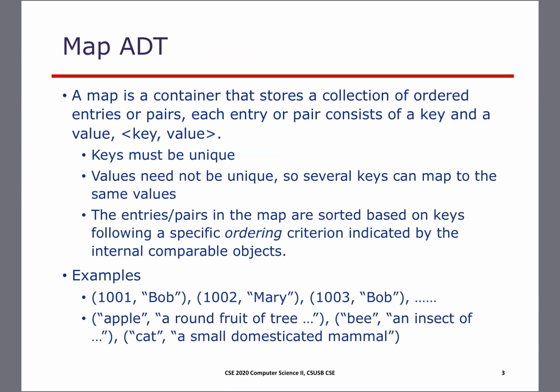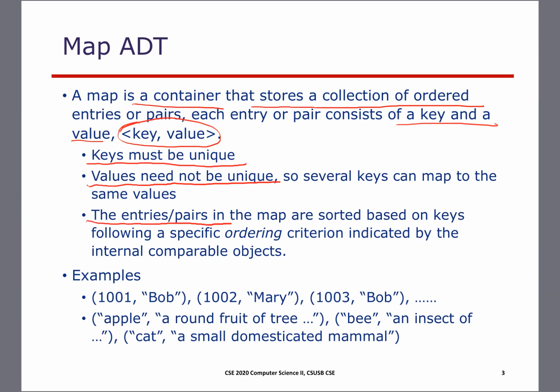Map abstract data type. A map is a container. A map stores a collection of ordered entries or pairs. Here, each entry or pair consists of a key and a value. Here, the keys must be unique. We cannot have duplicate keys in the map. And values don't have to be unique. So several keys can map to the same values. And the entries or pairs in the map are sorted based on keys.